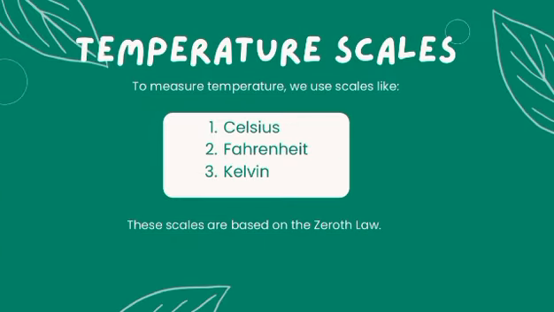To measure temperature, we use different scales like Celsius, Fahrenheit, and Kelvin. All of these scales are based on the Zeroth law, since they depend on comparing temperatures between objects that are in equilibrium.